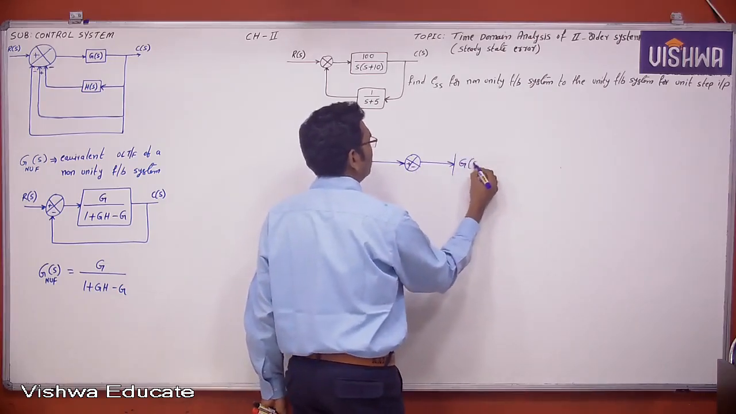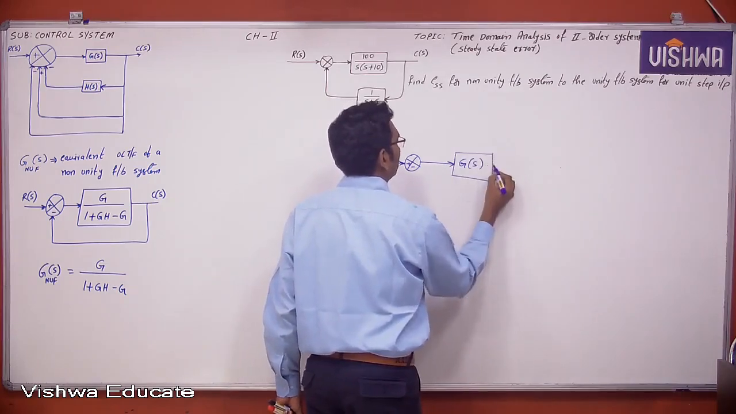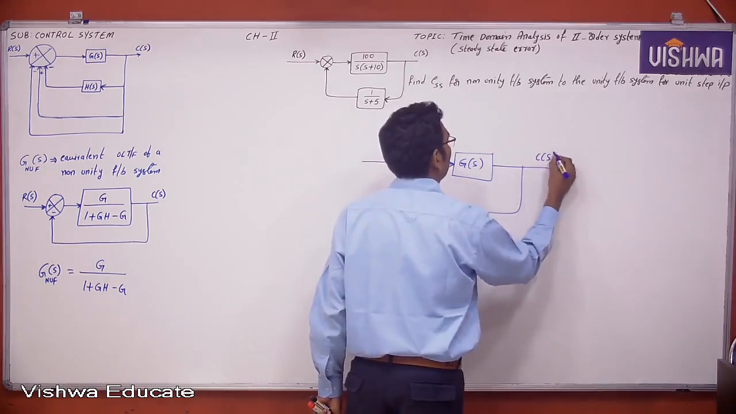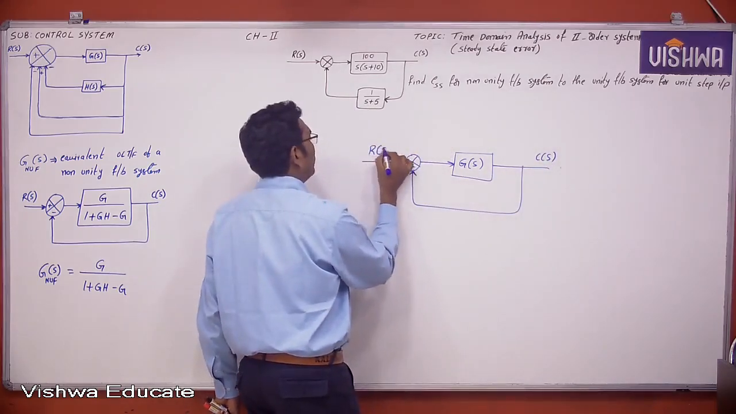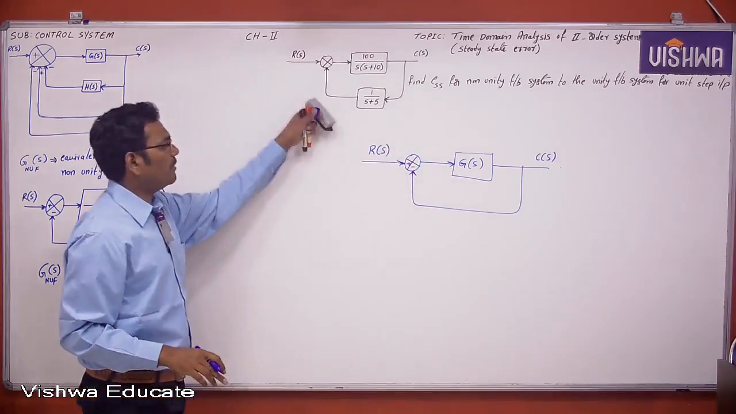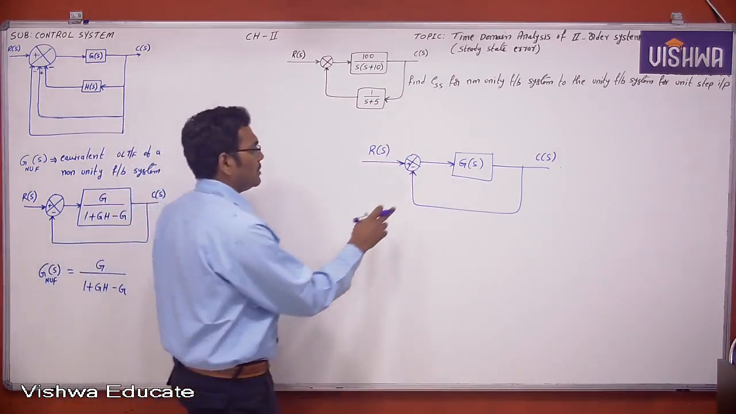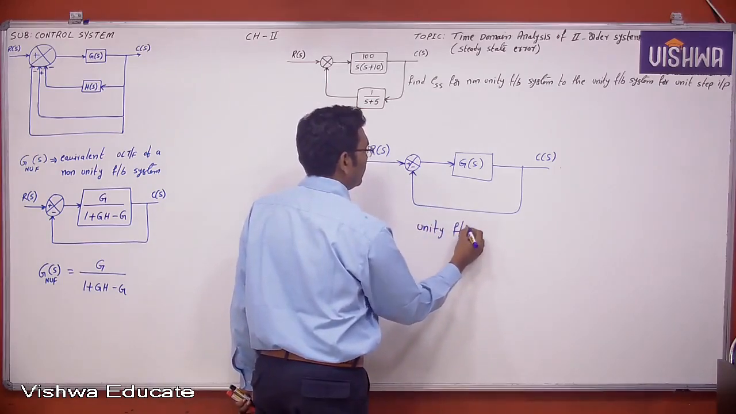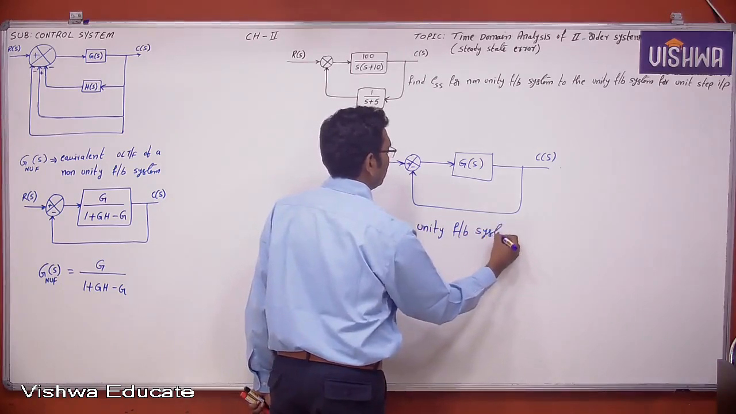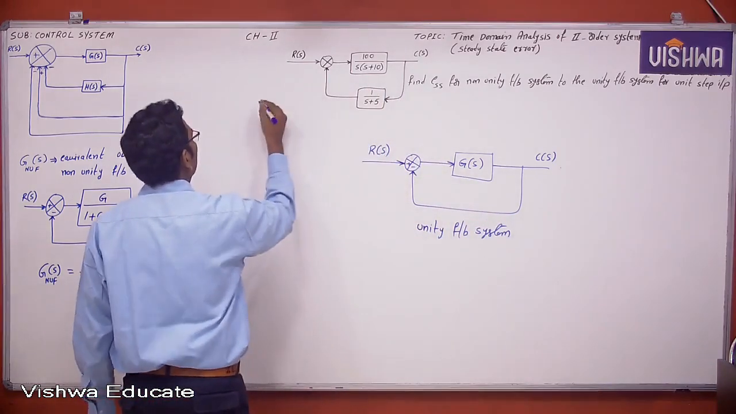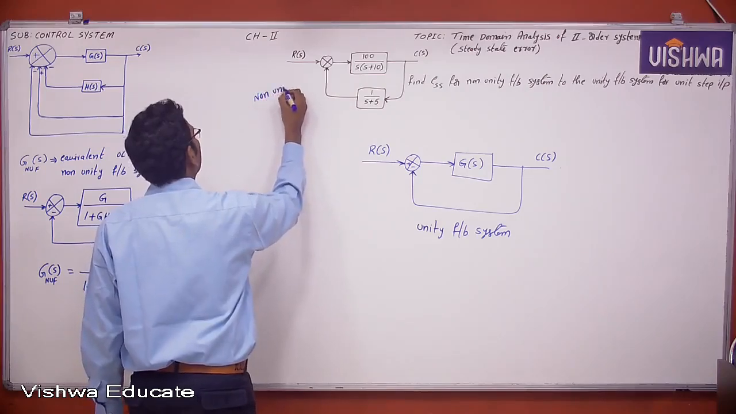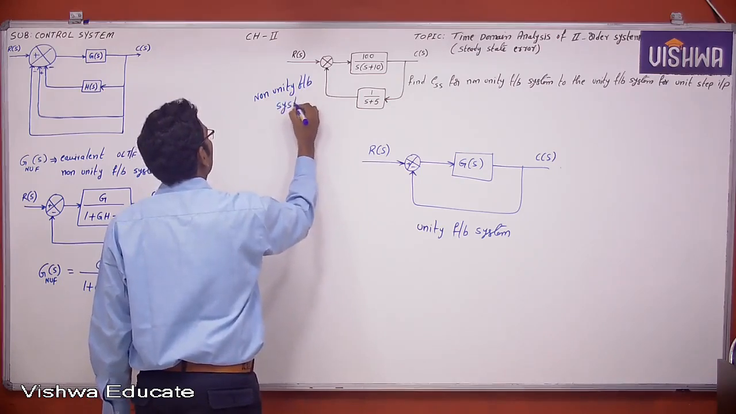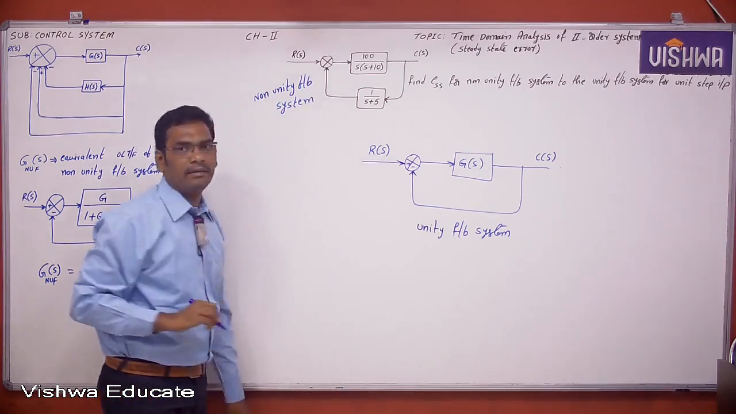What is this system? What is the difference you observed here? This is the steady state error you are calculating so far. Now, what is the difference between this problem and this problem? This is the unity feedback system. And this is the non-unity feedback system.